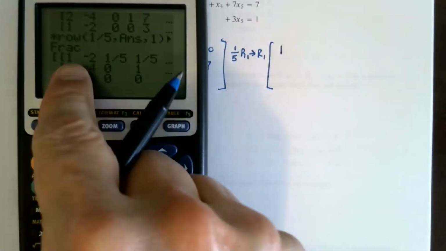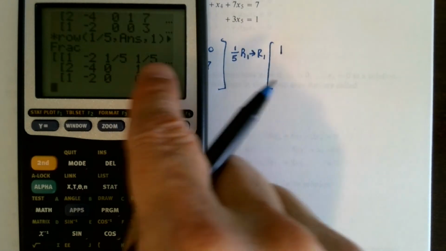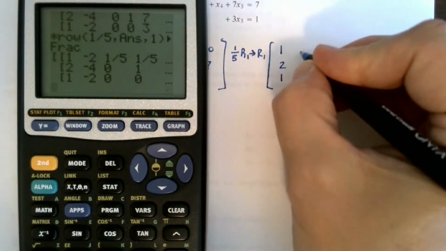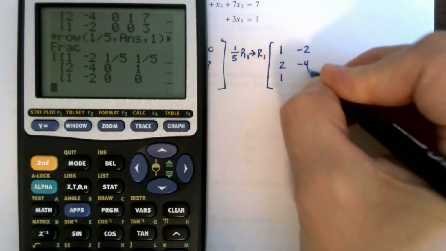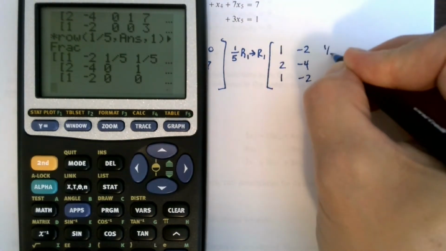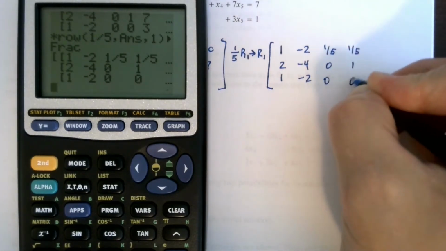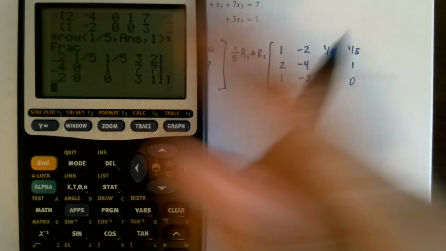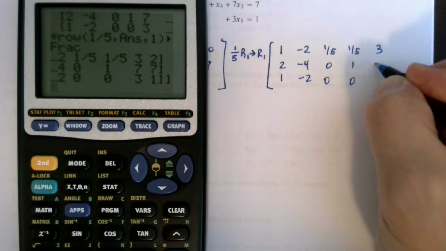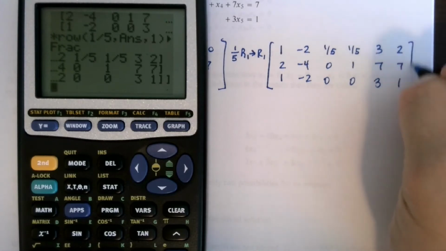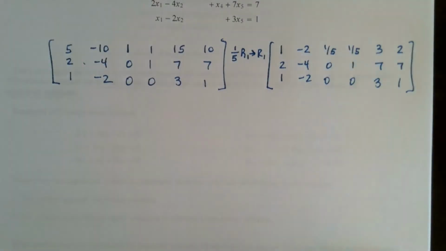Okay, it also affects the other entries along that first row. The entries in the second and third row are the same. I'm just going to recopy this down, and then scroll to the right to see everything else. I've got a 3 and a 2.